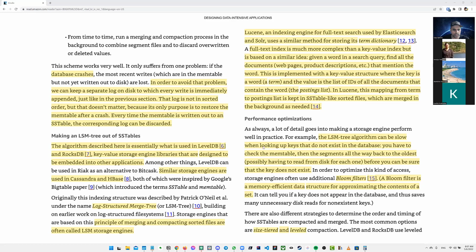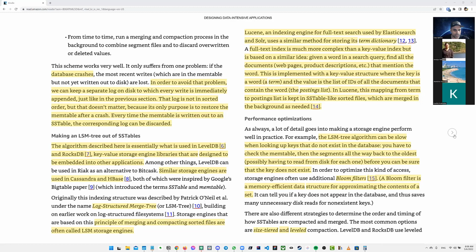First you have to check the memtable, then you have to check the segments all the way to the oldest before you can be sure the key does not exist. So to optimize for this kind of access, you can use Bloom filters. A Bloom filter is a memory-efficient data structure for approximating the contents of a set. It can tell you if a key does not appear in the database and thus saves many unnecessary disk reads for non-existent keys. So reading is still kind of an issue, even though writing is a little bit faster.